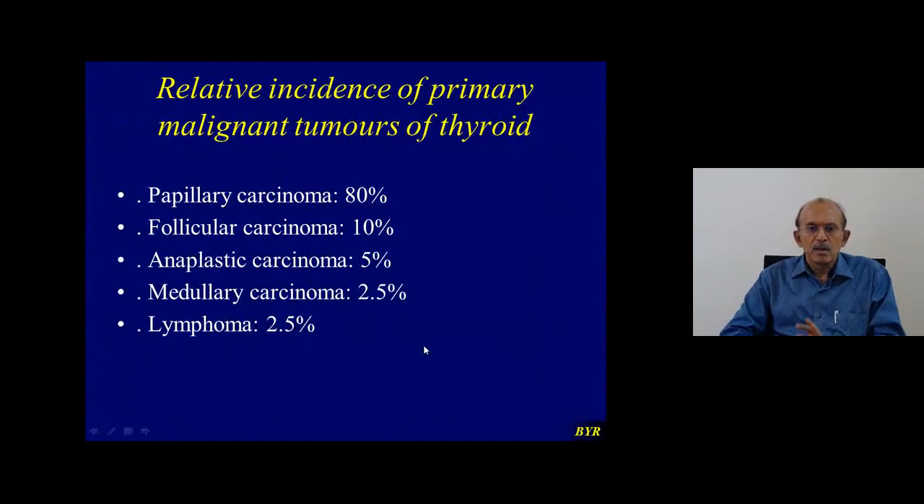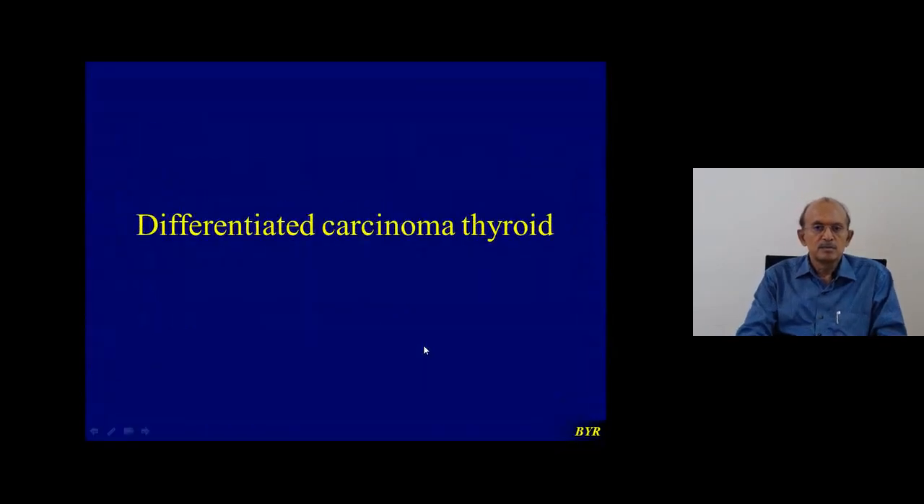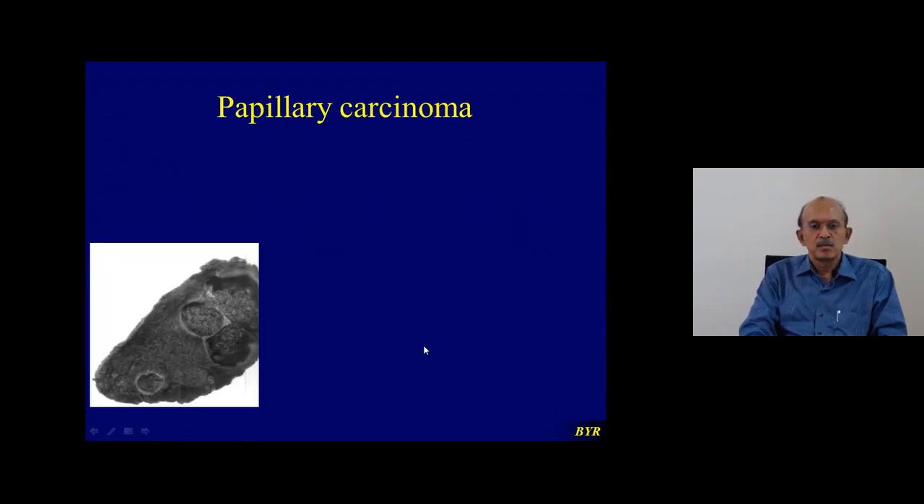That means the majority of the cases are papillary carcinoma. Follicular carcinoma is only 10%. All the others put together are about 10%. First of all, let us study the differentiated carcinoma thyroid. Already I told you there are two types of differentiated carcinoma thyroid. One is the papillary carcinoma thyroid. The second one is the follicular carcinoma thyroid.